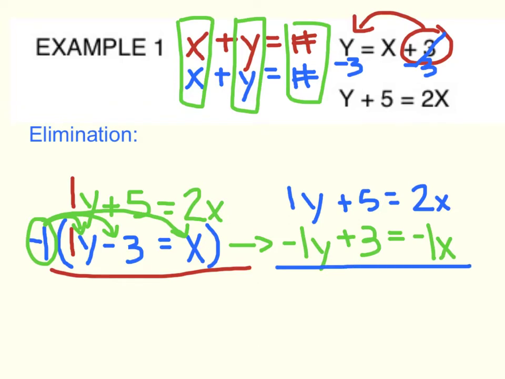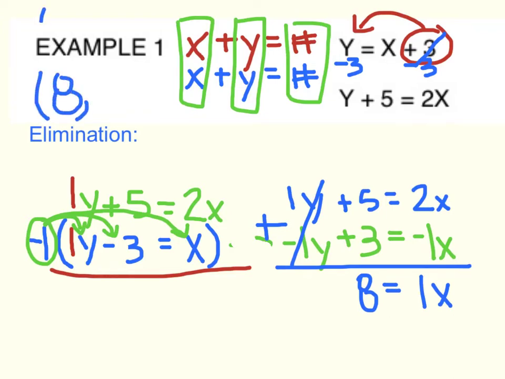And now we can add these together. So 1y plus -1y is going to cancel out or eliminate, which is what we want. 5 plus +3 is 8 equals 2x minus 1x is 1x. So notice we end up with our first answer, which is x, and that's 8. Remember, we're writing our answer like a point, x comma y. So there's our first answer.